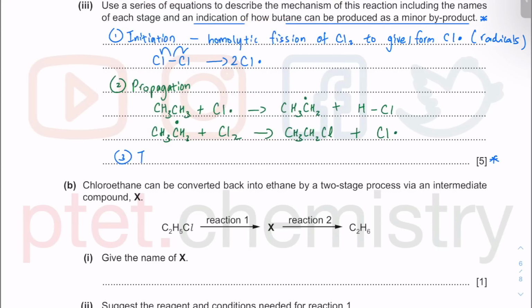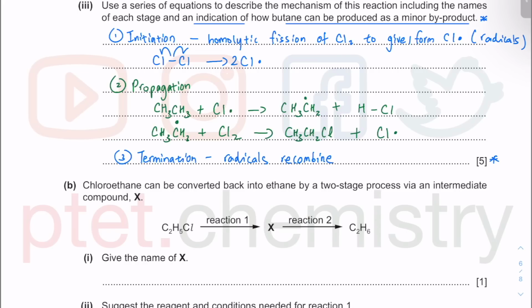Now, in terms of the last step, it's called termination. Termination is basically radicals recombine. So you will see that in the propagation step, you will have one radical on the left. So no radical plus radical, giving you radical and no radical. You have one radical on the left and you have one radical on the right. That is the signature of propagation, radical forming radical.